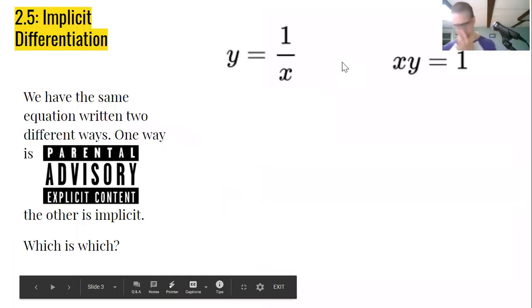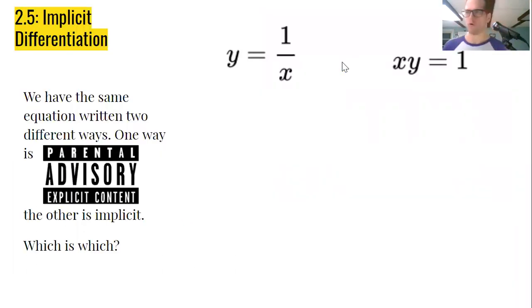All right. So we have the same equation written two different ways, right? Exact same equation written two different ways. One is explicit, the other is implicit. Which one's which? Take a moment. Think about it. Let me know which one you think.